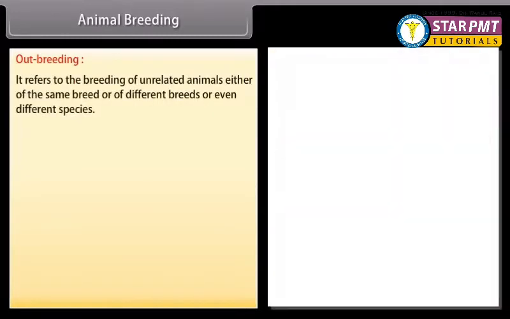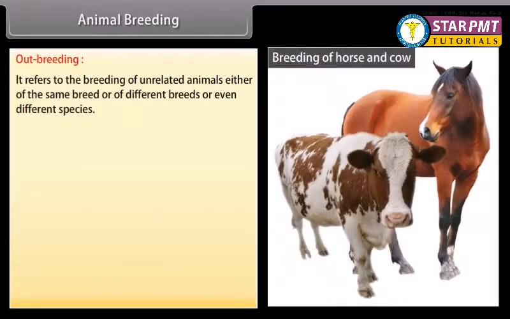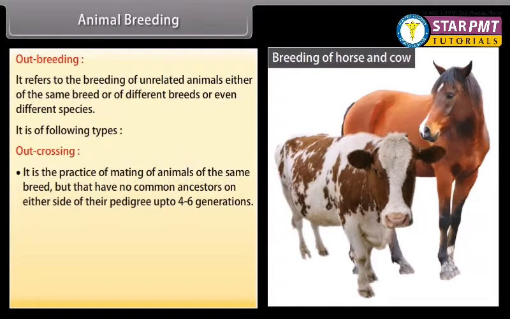Outbreeding. It refers to the breeding of unrelated animals, either of the same breed or of different breeds or even different species. It is of following types. Outcrossing. It is the practice of mating of animals of the same breed, but that have no common ancestors on either side of their pedigree up to 4 to 6 generations. The offspring of outcrossing is called an outcross.